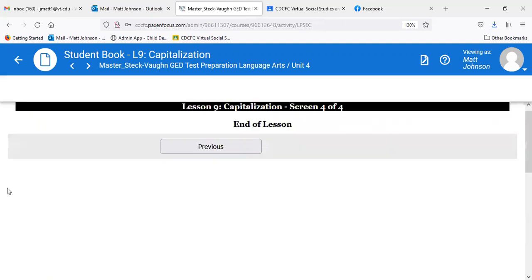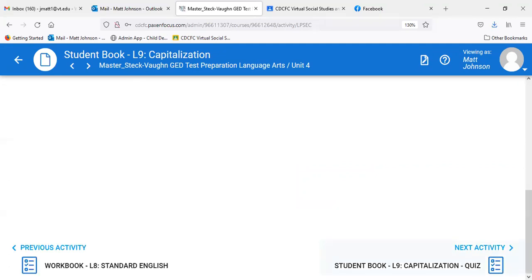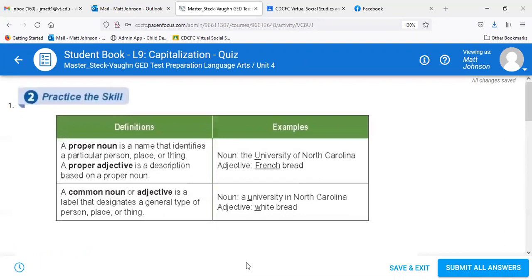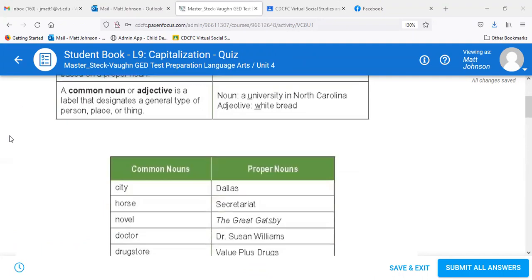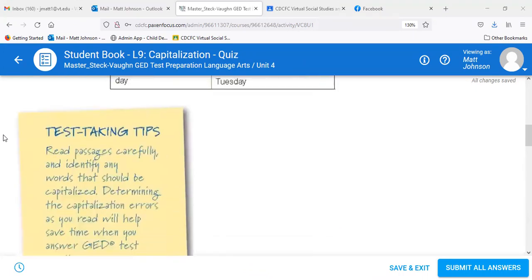Okay, let's take a look at the quiz. Let's see here. Okay. So once again, our rule specifics as far as what we're looking at.